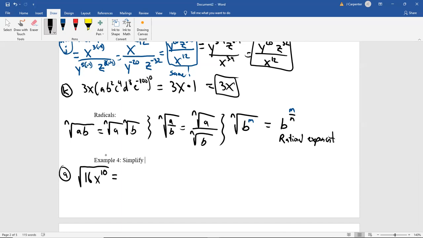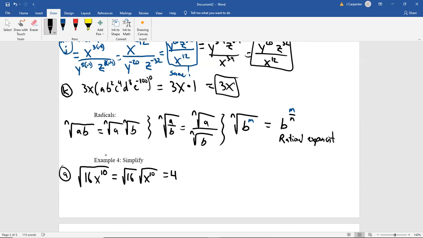So this is the first rule. We can just split this up as the square root of 16 times the square root of x to the 10th. What number times itself would be 16? Well, that would be 4. And then we're trying to find x to some power times itself that makes 10. So you can just try these out if you like. It's actually a really simple division. You just take the exponent and divide it by the index, which is literally what this says here.